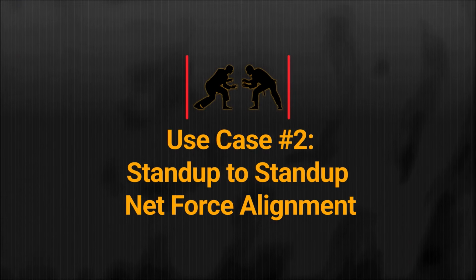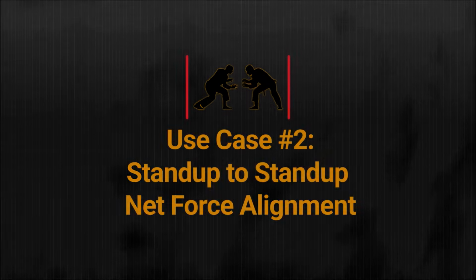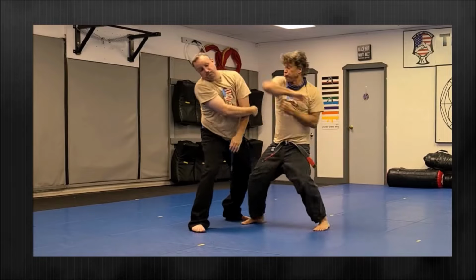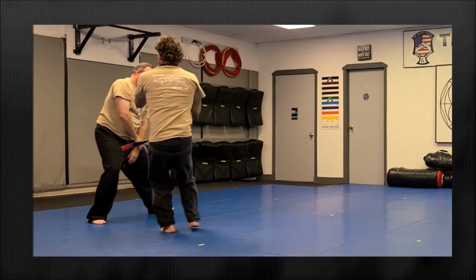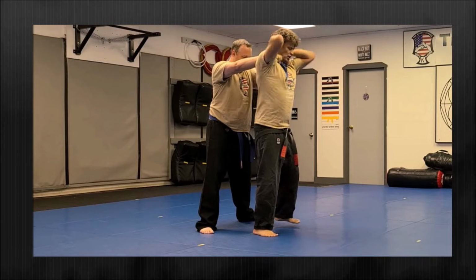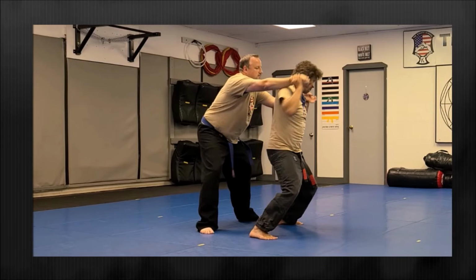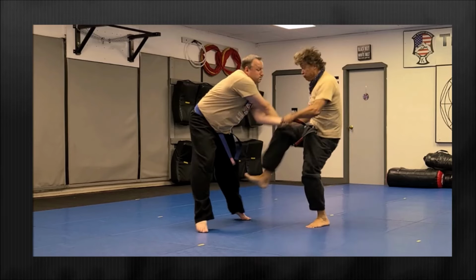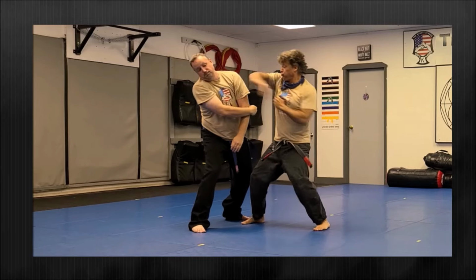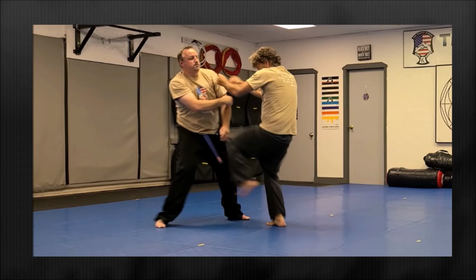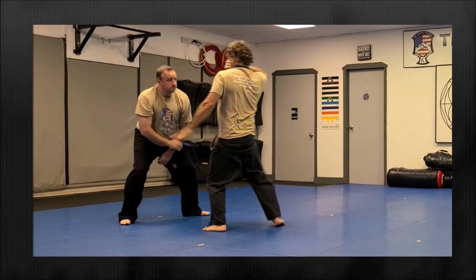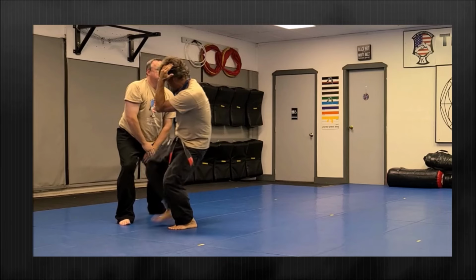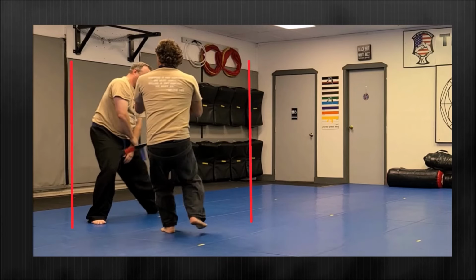Use case number 2. Stand up to stand up. Net force alignment. Brian is choking Scott from the rear in a net force alignment. Scott thwarts the attack by counter-grabbing, crossing the arms, and changing to a neutral force alignment so he can follow up with his tools. Both Brian and Scott stay on their feet through the duration of the fight, thereby making this a stand-up to stand-up engagement of force.